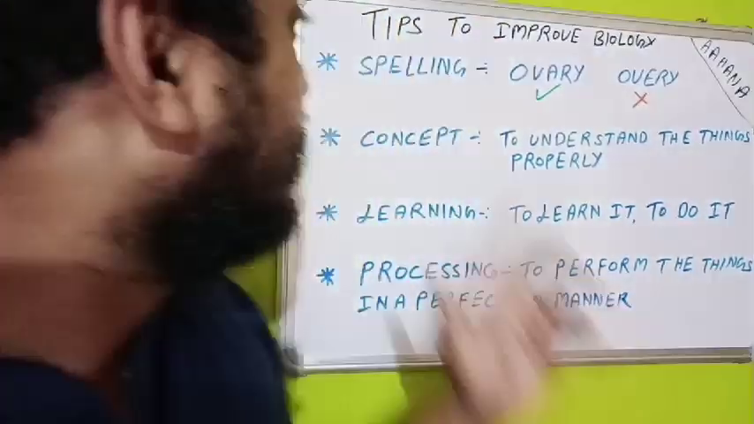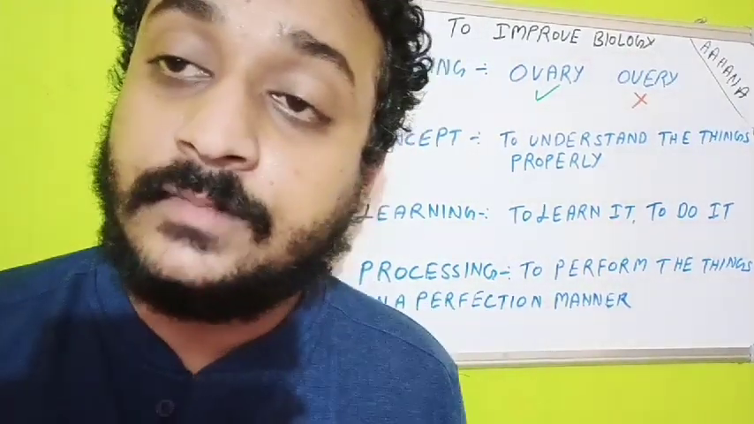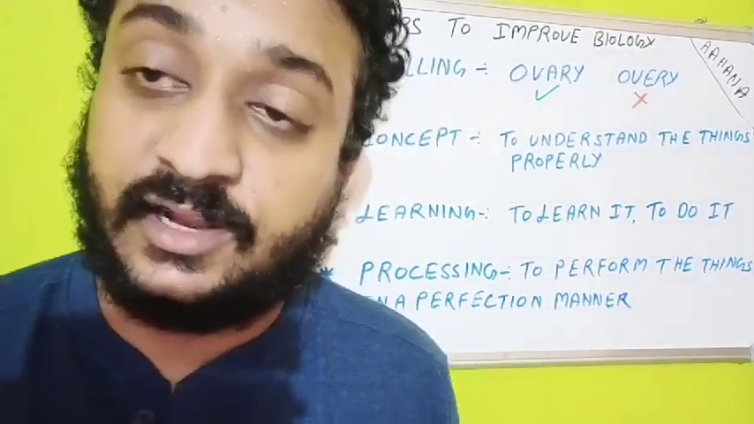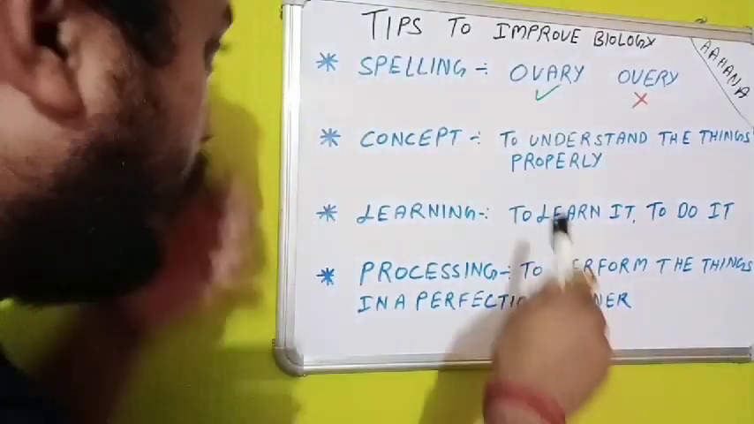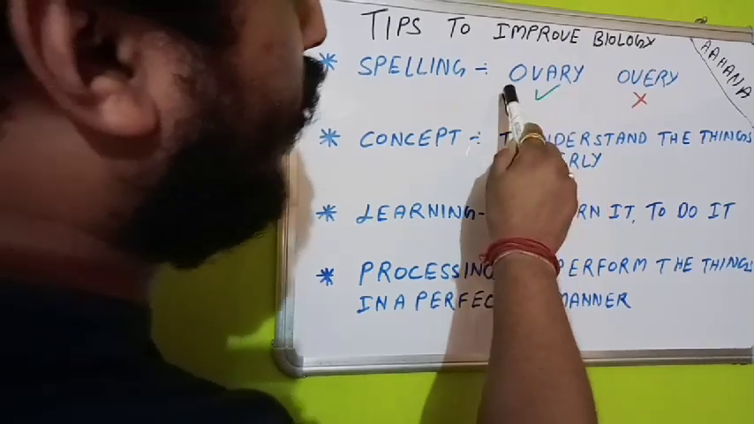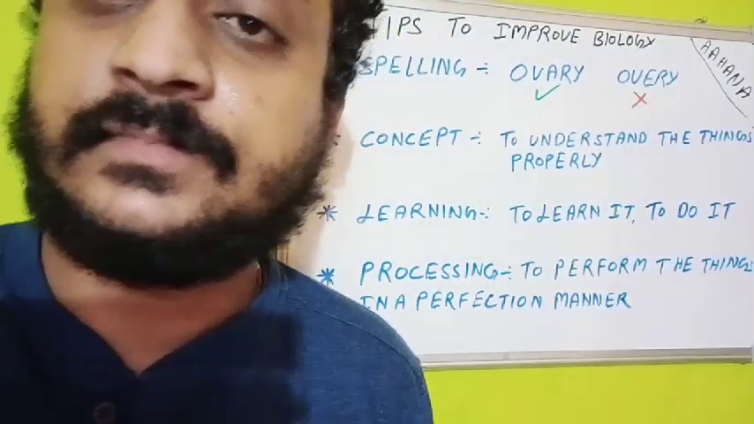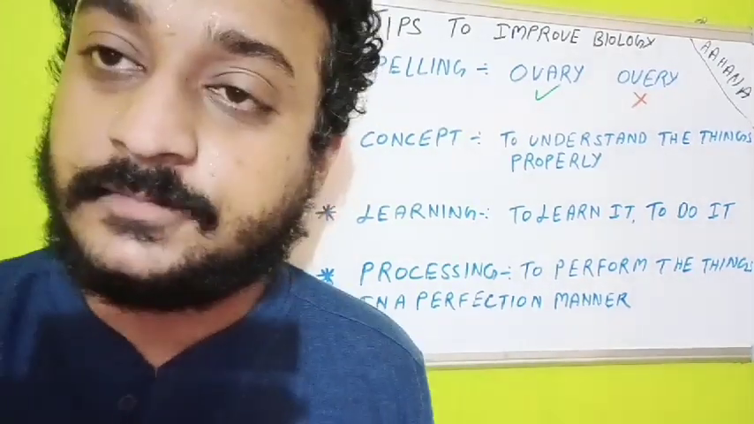So first of all, spelling. What happens? People find the spelling in bio very difficult. For example, I have written one example over here. Some people are writing ovary and some people are writing ovary like this. So of course the first one is correct.